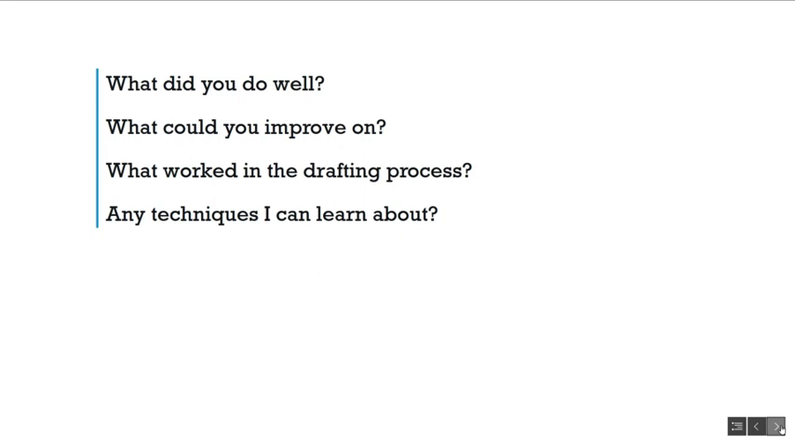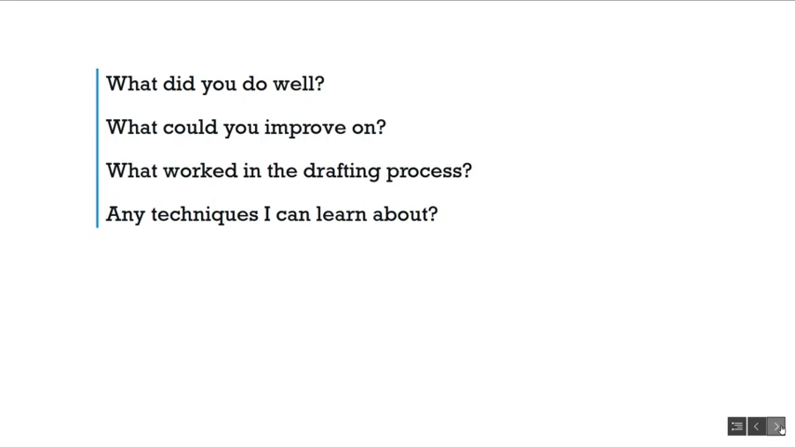What worked in your drafting process? What did you like about the writing? What did you enjoy? What did you not enjoy? And are there any techniques you can learn about as you're working on your future writing projects? Are there things that you learned as you were writing that you want to take into all the other papers you're going to be working on in the future?